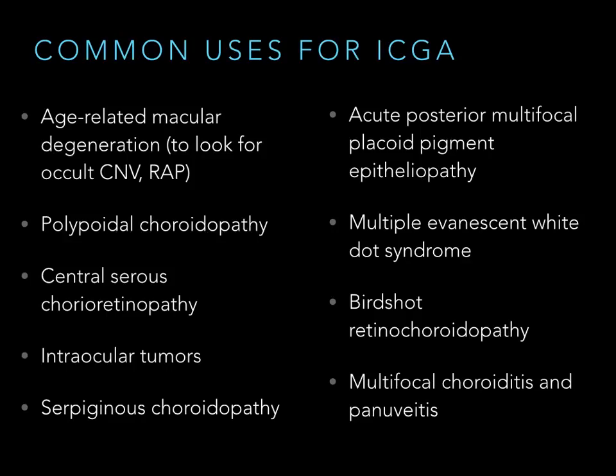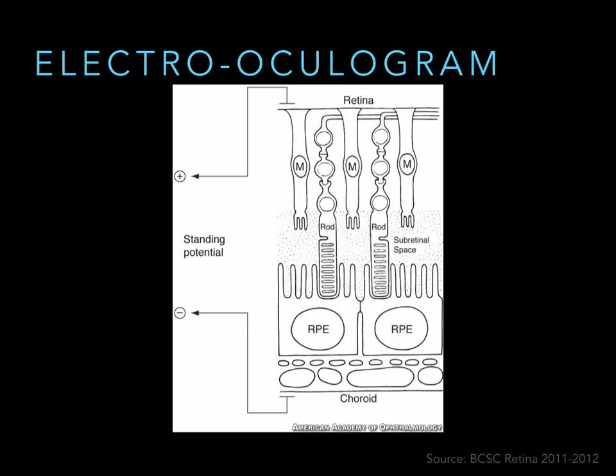So MUDES, PCV, CSR, half these have the word choroid in their name. Serpiginous is another one, but that probably wouldn't be tested. And then the choroidal hemangioma. All right, so if they give you an ICG, look for choroid somewhere in the answers.